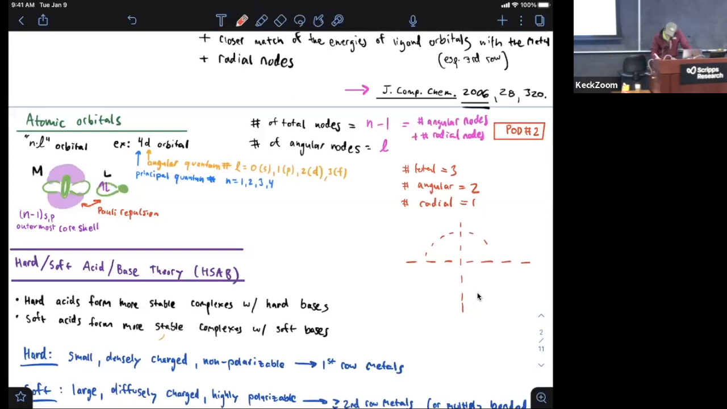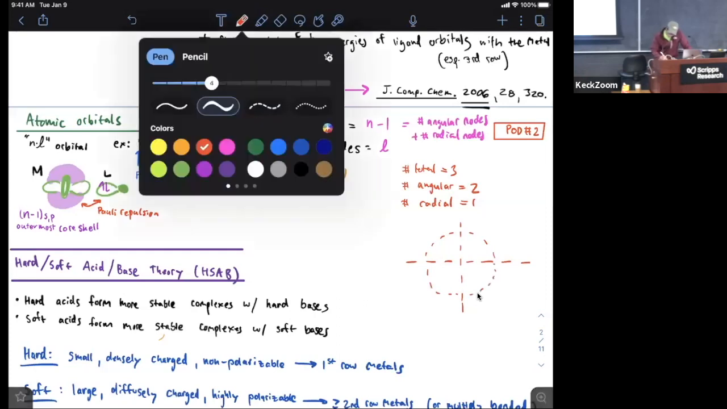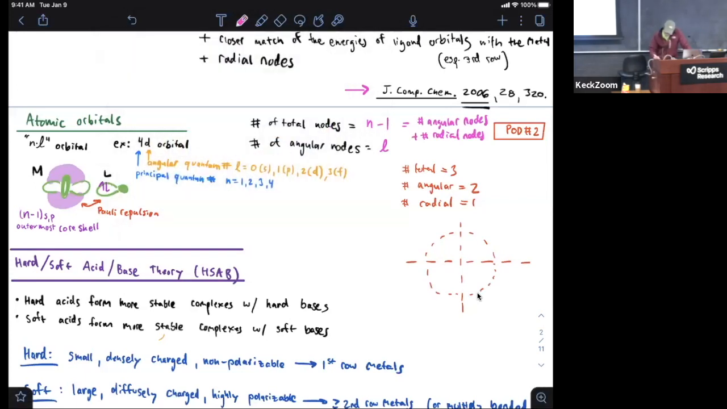I would ask for a volunteer, but I'm actually not sure how it would work for you to describe what I'm drawing. So we have 2 angular nodes, that's the vertical and horizontal line, and then the radial node, which is the circle here. And then we just fill in electron density, using the phases that we know exist. Sorry, this is an elegant structure.